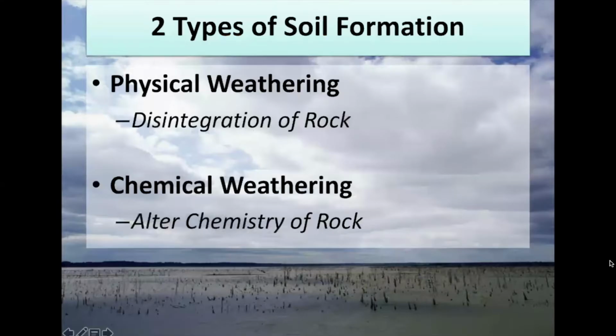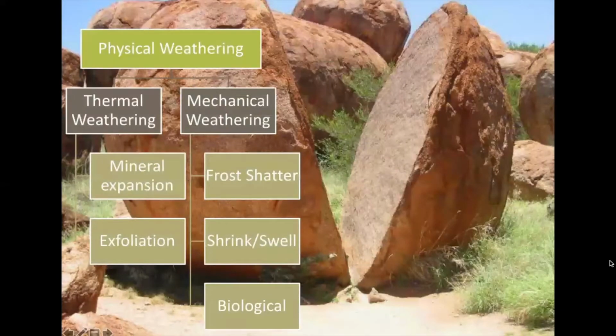Now we're going to get into a discussion of two types of soil formation. The first is physical weathering, the disintegration of rock, and the second is chemical weathering, the altering of the chemistry of the rock. First, let's get into physical weathering. Physical weathering is broken up into two types: thermal weathering and mechanical weathering. In thermal weathering, the expansion and contraction of the rock occurs, usually caused by extreme temperature changes. For example, when rocks are heated by either sunlight or fire, this can cause the rock to expand. That's the same as what happens in thermal weathering.